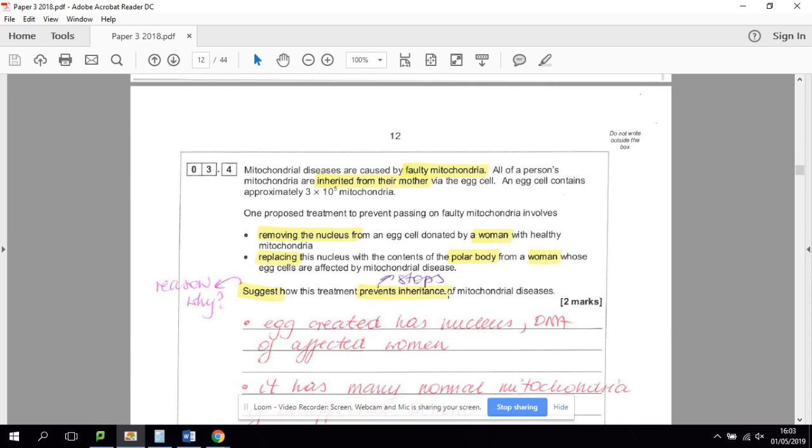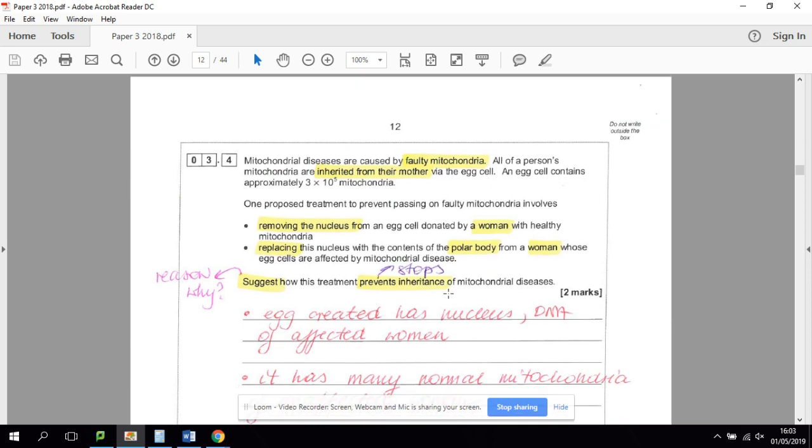So, going for the next question, we've got a disease that is caused by faulty mitochondria. All of a person's mitochondria are inherited from the mother, and they're giving you the idea that 3 times 10 to the power 5 mitochondria will be in that X cell. So a treatment to prevent this passing to the next generations will be removing the nucleus from an egg donated by a woman with healthy mitochondria, or replacing this nucleus with the contents of the polar body from a woman whose egg cells are affected by disease.